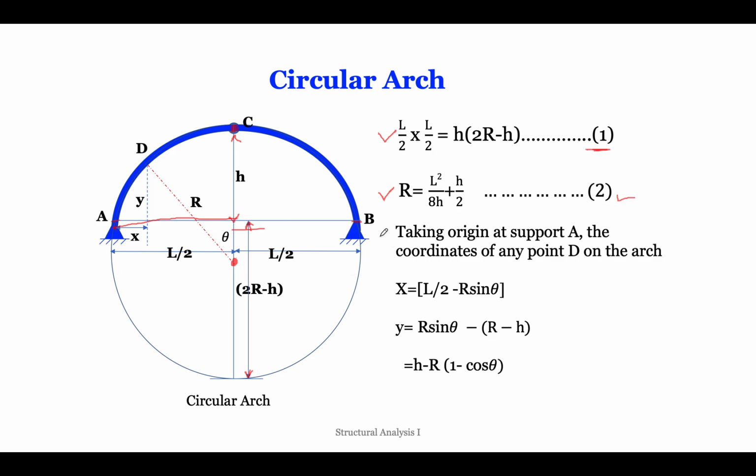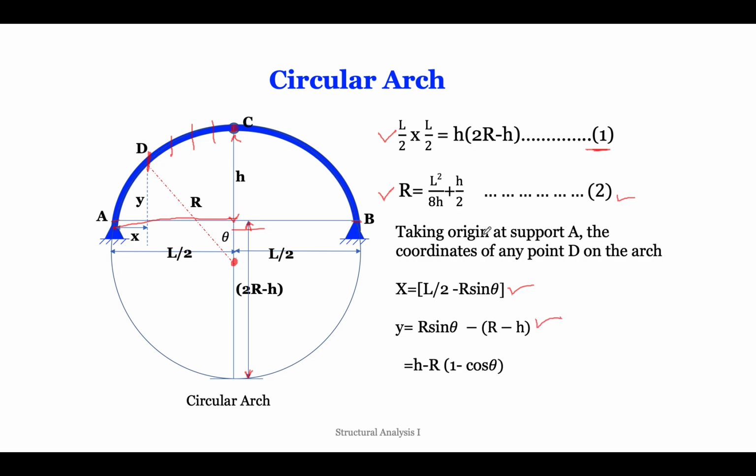Now let us consider the origin at support A. Now let us consider any point D. If we consider any point D anywhere in the arch, what are the distances x and y we will get? How to find that? D can be here, here, here, anywhere on the arch. If we consider any point D, what are the formulas to find out the x and y distance?